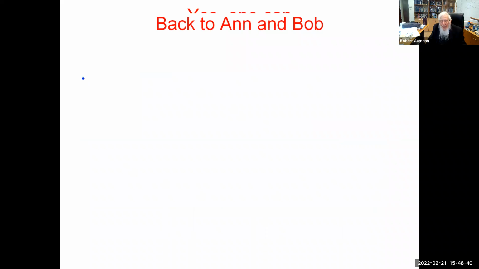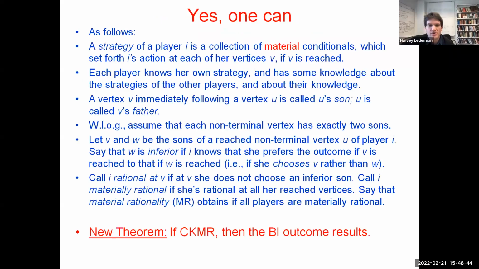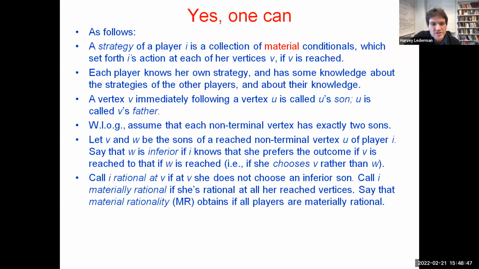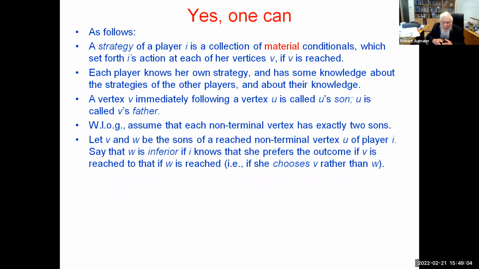Anyway, let's go back to Anne and Bob. Can you please go back just one? Can I just ask a question about this? When you say "if V is reached," does she count as knowing this if she knows that she won't choose that direction? Let's go back to the previous bullet. To say that W is inferior is if I knows that she prefers the outcome if V is reached. She has to know it.